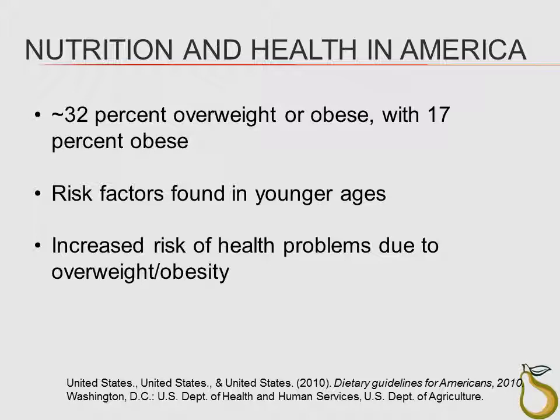So, what does the current health and nutrition intake of children in America look like? Approximately 32% of children and adolescents are overweight or obese, with 17% of children being obese. Risk factors for adult chronic diseases are increasingly found in younger ages. Increased risk of many health problems due to overweight or obesity include type 2 diabetes, heart disease, certain types of cancer, or increased risk of premature death.